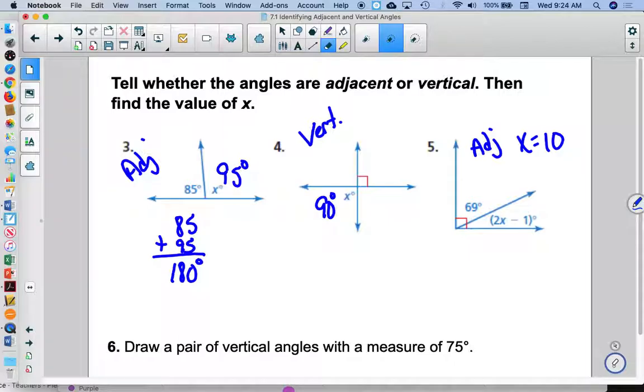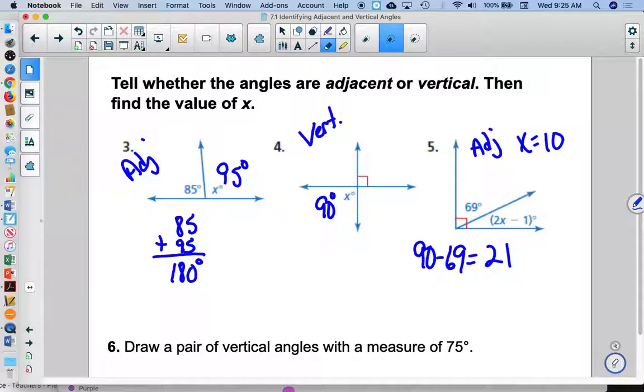Jillian: 90 minus 69, which is 21. You would have to do the opposite of subtraction, which would be addition. So you would add the 1 to it, and then you divide it by 2. Because if you put 11 into that, it would be 2 times 11, which is 22, minus 1, which is 21, and then you would add that to 69, which would be 90.